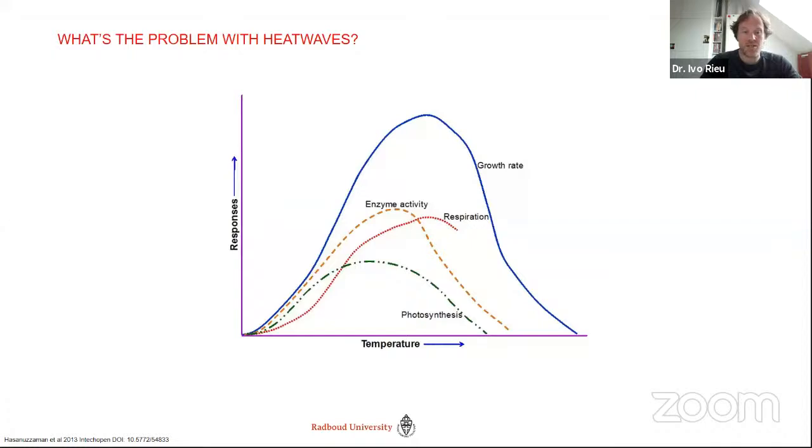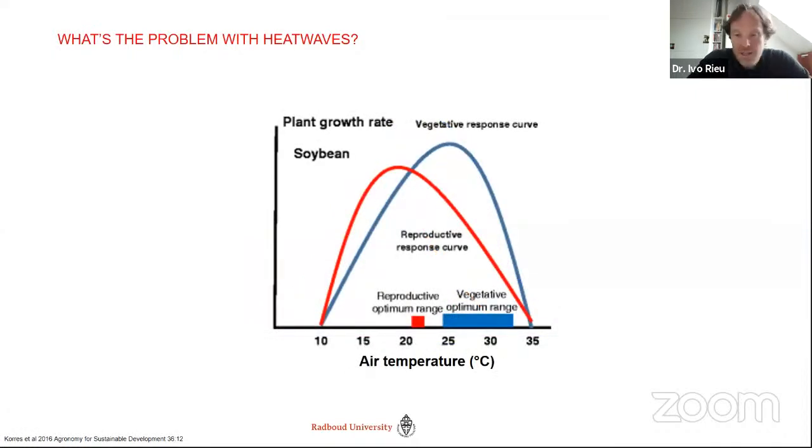Having said this, if we look at different processes in plants, here it's separated into a reproductive response to temperature and a vegetative response to temperature. I think this holds for many plants, at least that I have looked at in literature: the vegetative phase is more tolerant to higher temperature than the reproductive phase. Here's the response curve, in this case for soybean, but it holds for many species, also many crop species. The vegetative optimum range is at a higher temperature than the reproductive optimum range.